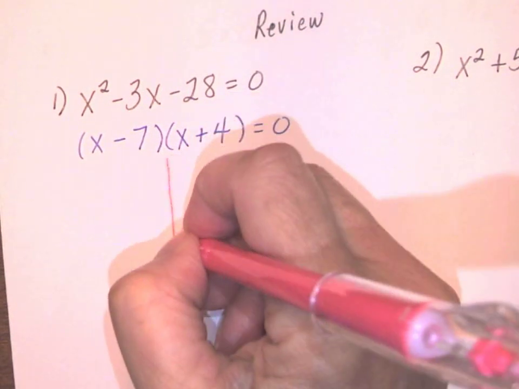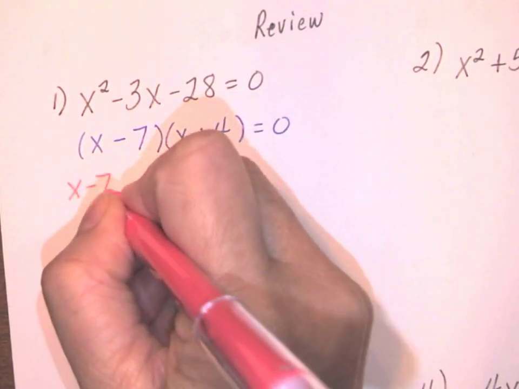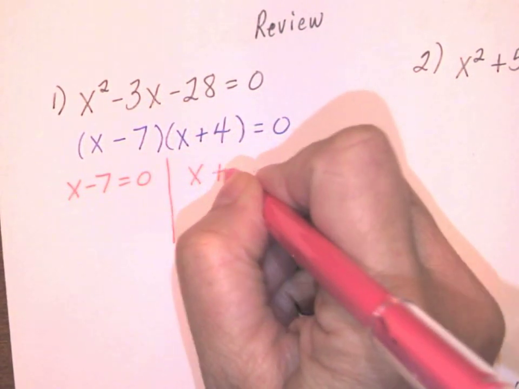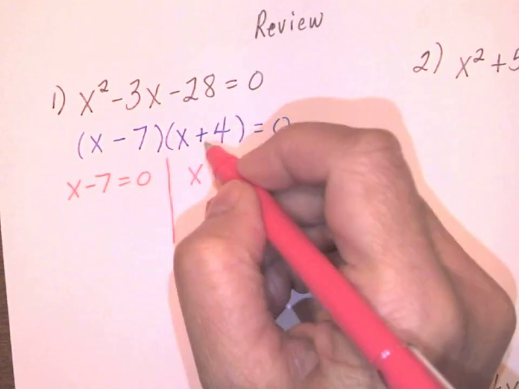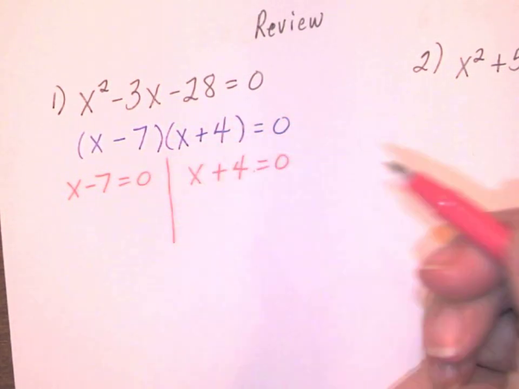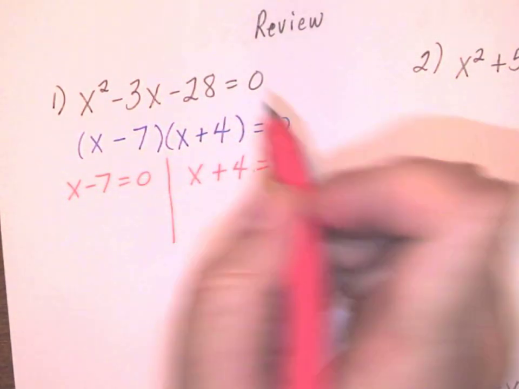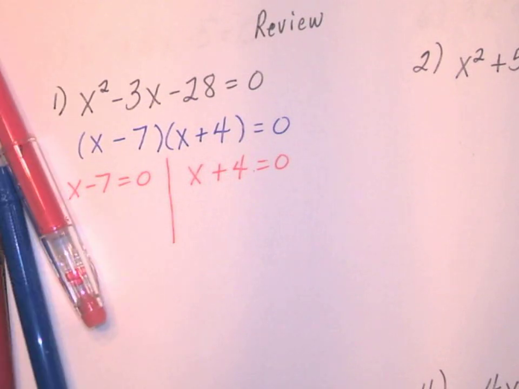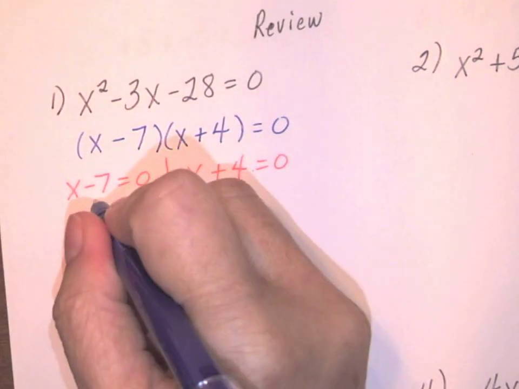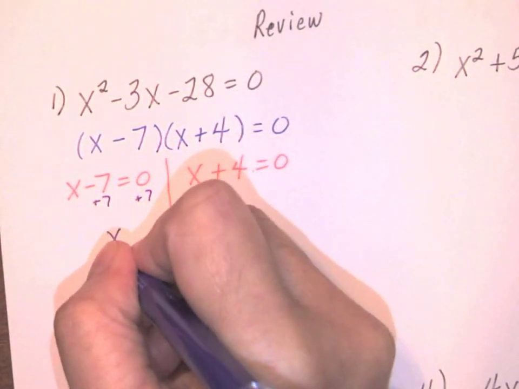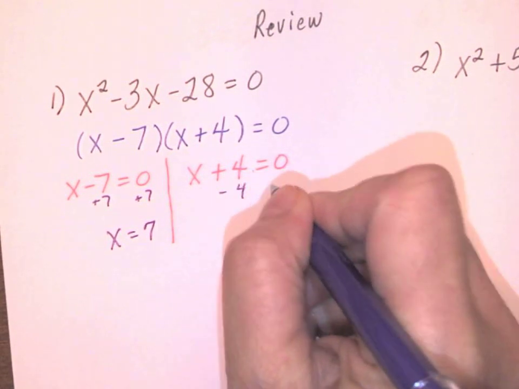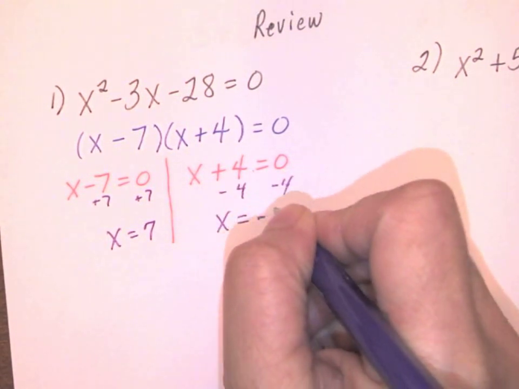So now let's make two equations. Let's set each factor equal to 0 because if two things multiply to get 0, one or both of them must be 0. I'll set each factor to 0 and solve it like a basic two-step equation. Add your 7, so x equals 7, minus your 4, so x equals negative 4.